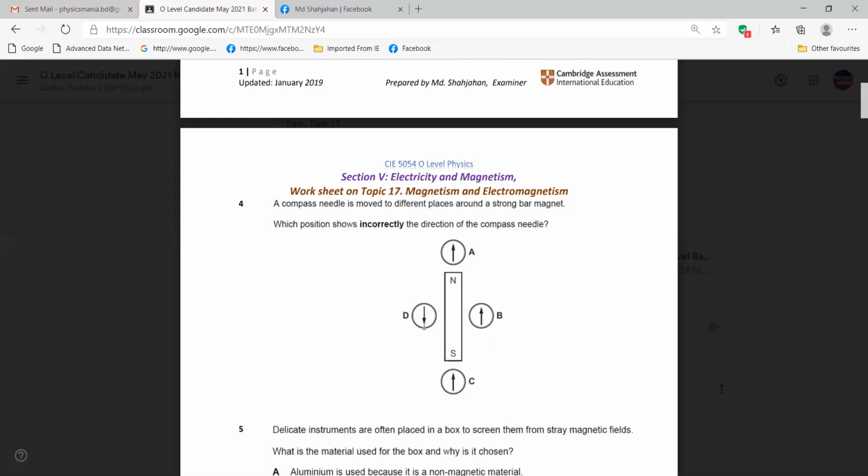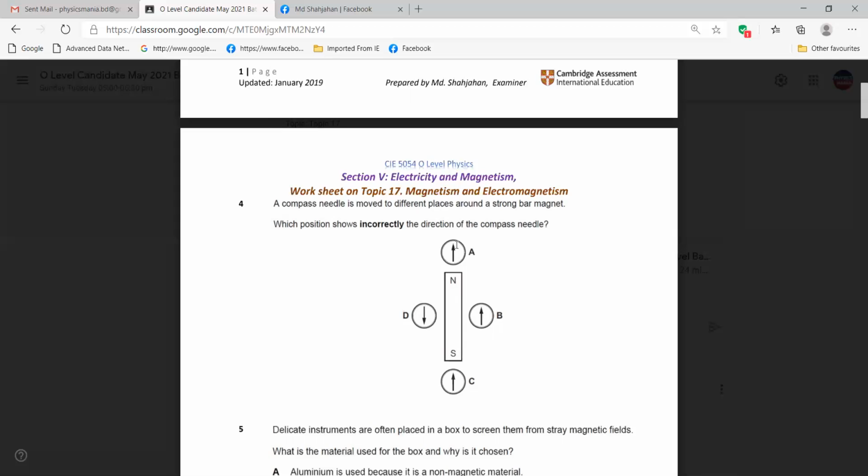Sir, if all the needles, I mean, the arrows show the North Pole, but D is showing the South Pole. Which one? D, Dhaka. It's pointing the arrow towards south. It's pointing to the south. Why?